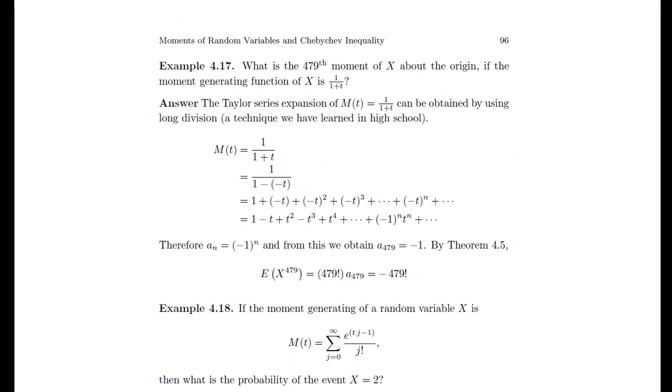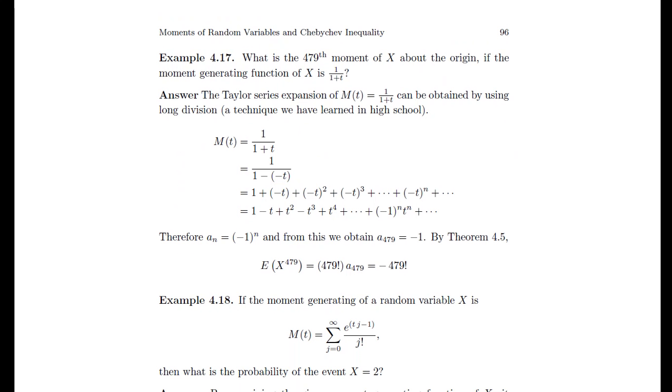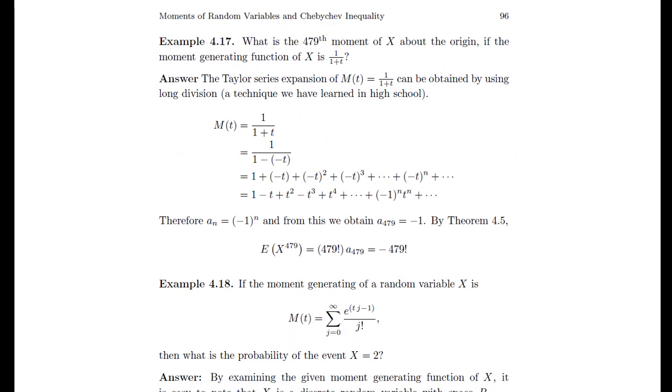As we mentioned before from theorem 4.5, the expected value of x to the power 479 is equal to 479 factorial times a_479, which is equal to minus 479 factorial. And thank you.